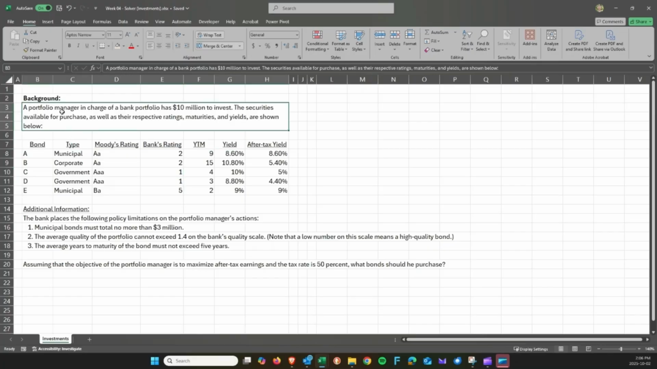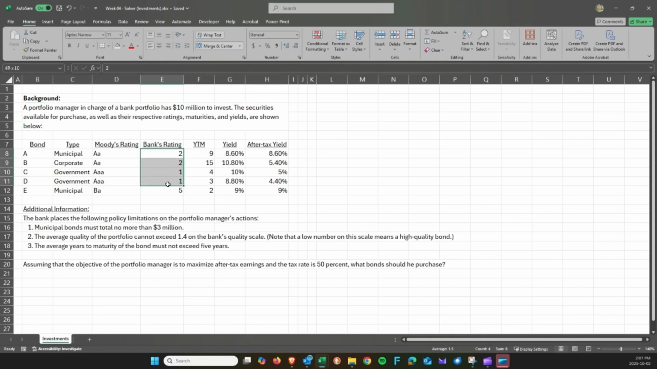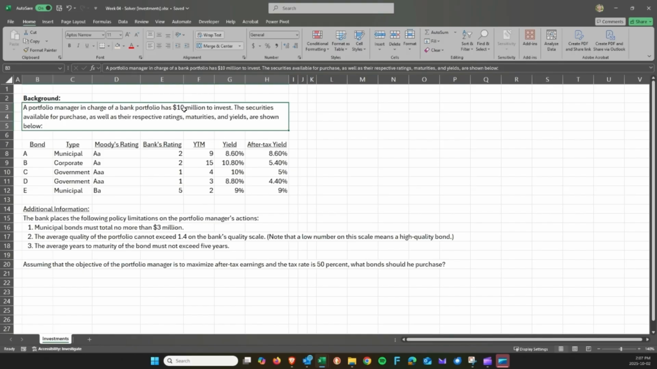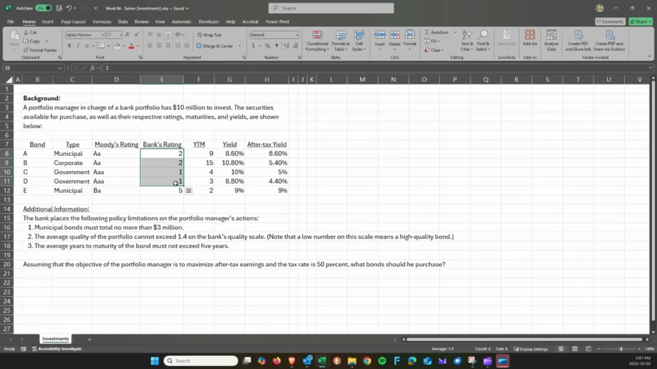So we're putting ourselves in the position of a portfolio manager in charge of a bank portfolio that has $10 million to invest. And this specific manager is trying to allocate this $10 million across 5 different bonds. What we need to do is figure out how much of this 10 million to allocate to each bond to optimize the portfolio's return, given the restrictions that the bank places on their portfolio managers.